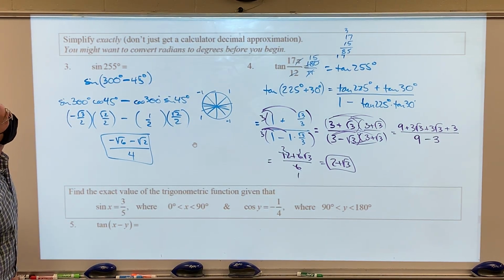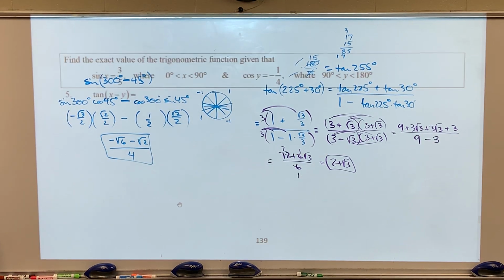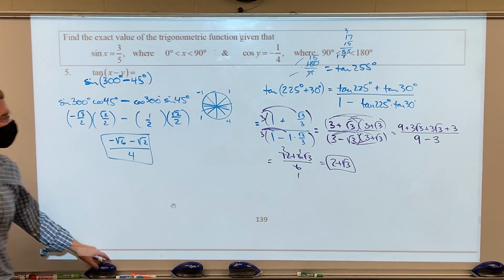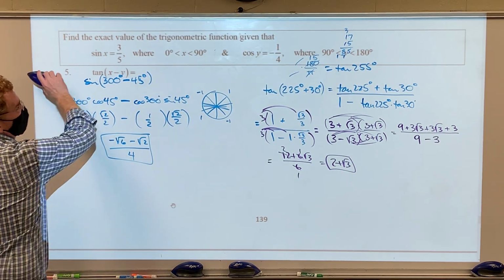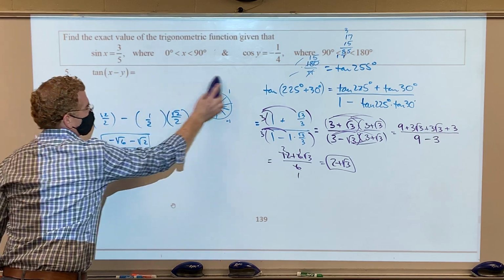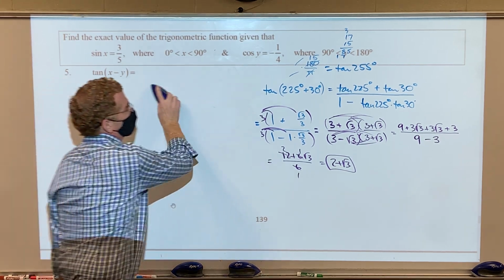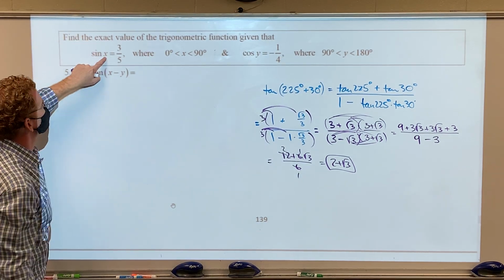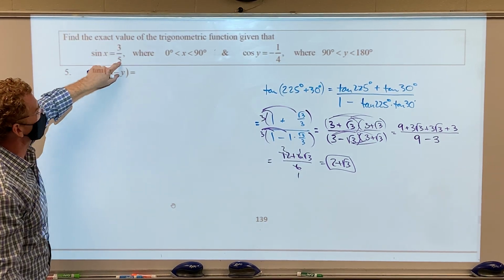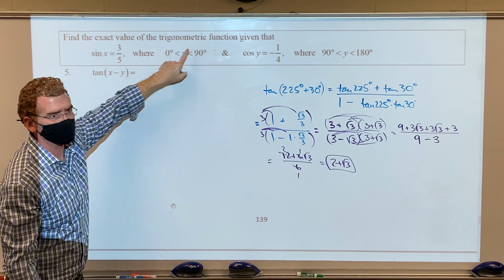All right, we got 10 minutes. All right, let's check out number 5. Little ways you can be asked questions with this. Now, I want you to tell me, what am I really giving to you in these directions? In your own words, what am I giving to you when I tell you sine of x is 3 over 5 and x is between 0 and 90?